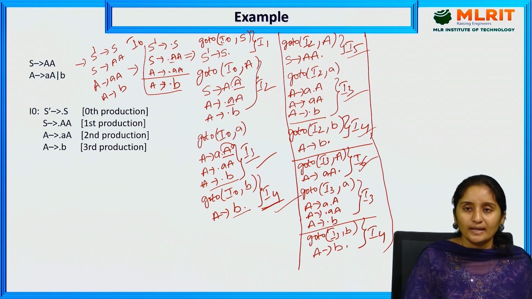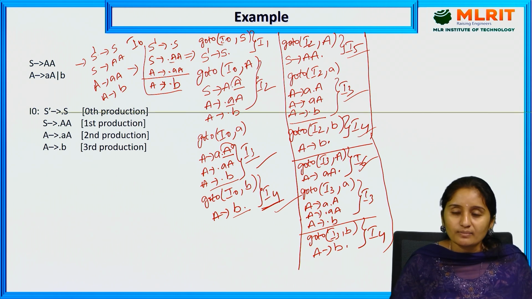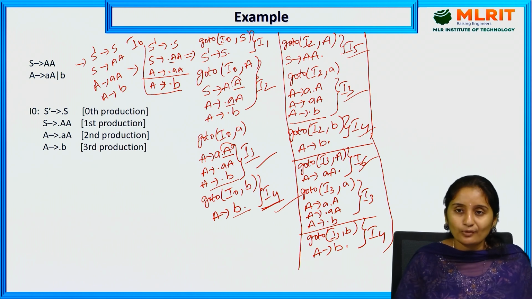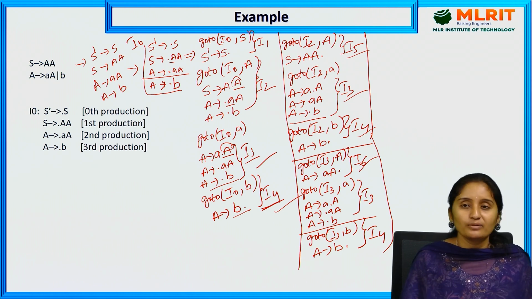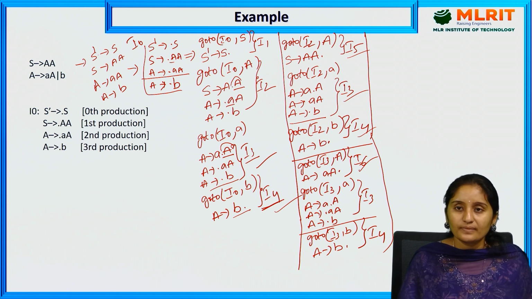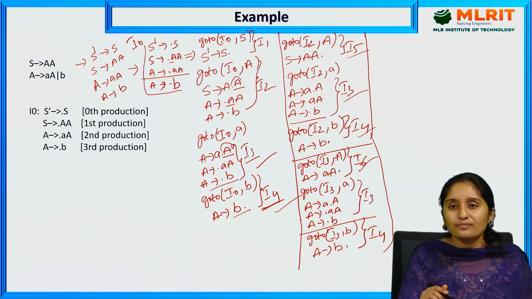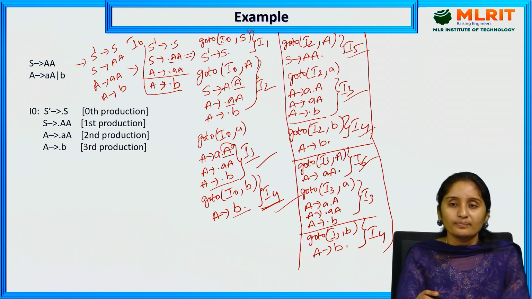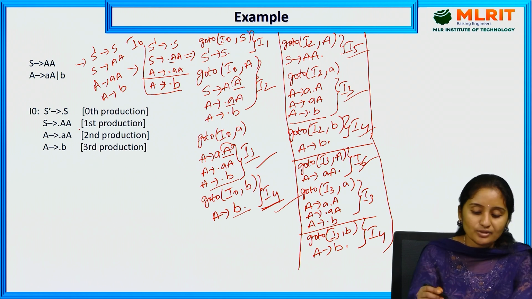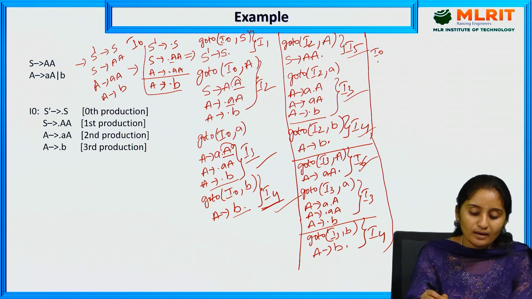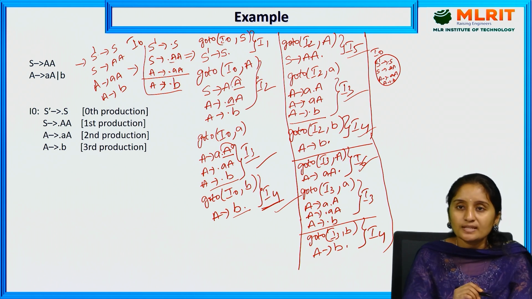For this canonical list of items, we are going to construct the data flow diagram, and next we are going to find the SLR(1) parsing table. So first we need to find the data flow diagram. First, the I0 state: the productions are S dash tends to dot S, S tends to dot AA, A tends to dot AA, A tends to dot B. This is nothing but the I0 state.